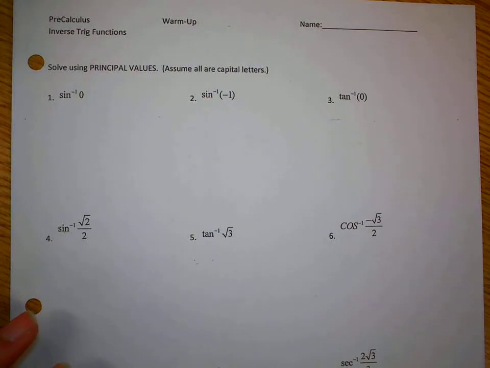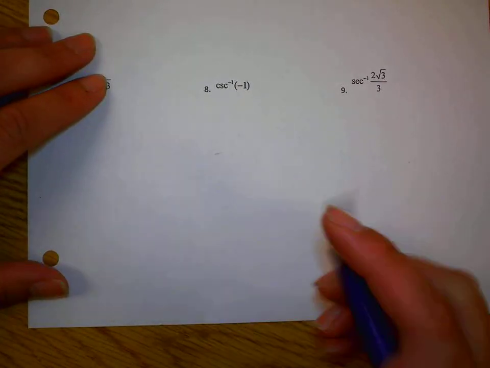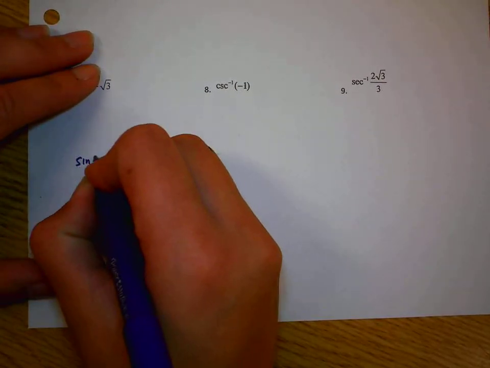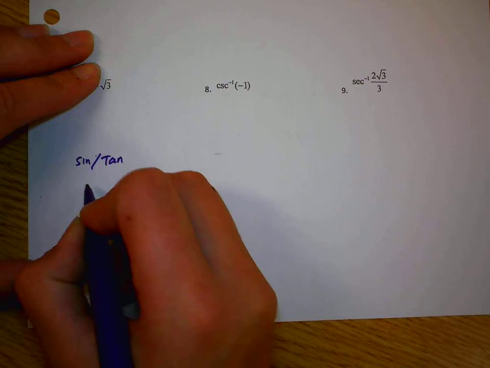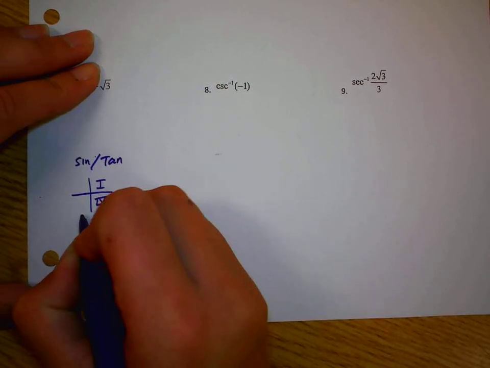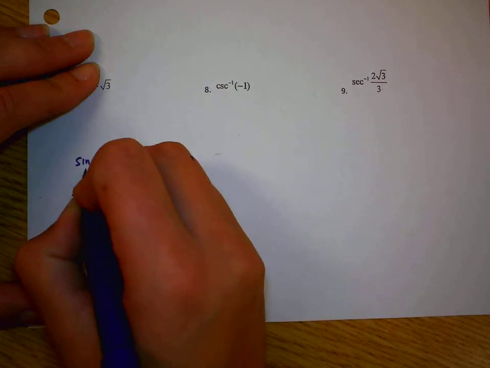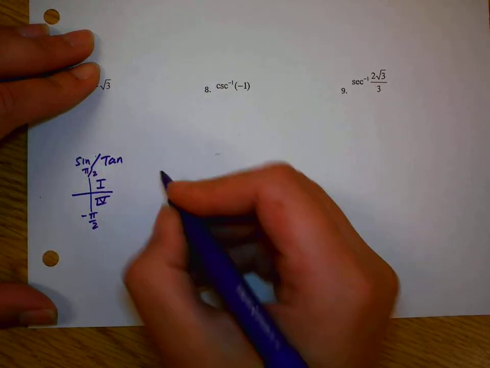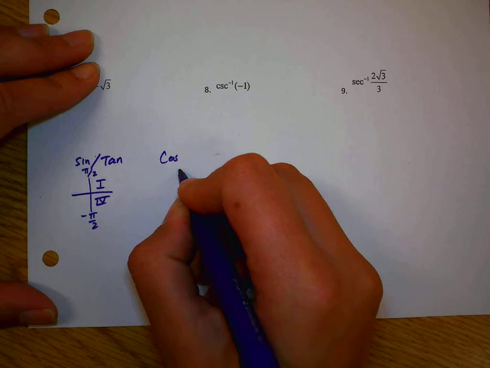What we were going to look at for this warm-up is principal values. As a review, I'm just going to use the bottom of this here. For sine and tangent, you want to focus on just quadrant 1 and quadrant 4, so from negative pi over 2 to positive pi over 2. And for cosine, we're going to focus on from 0 to pi, so quadrants 1 and 2.